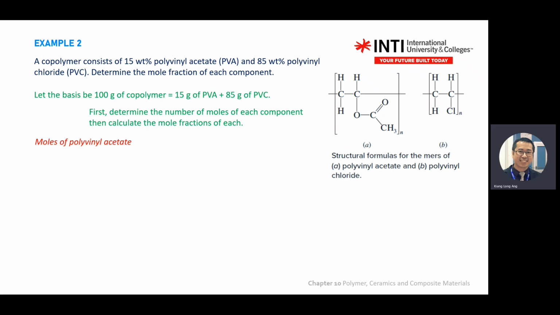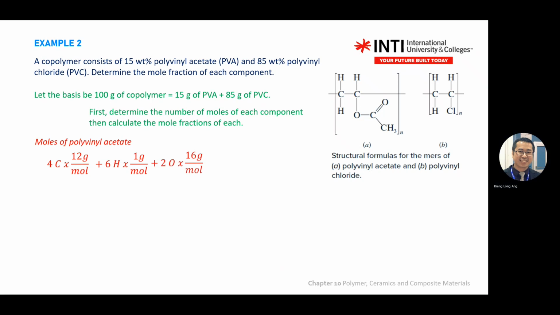So we start with the first one, polyvinyl acetate, PVA. You calculate how many carbon you have, how many hydrogen, how many oxygen. So here you have 4, you have 6, you have 2 oxygen, right? If you count, 3 carbon, 2 oxygen, 1, 2, 3, 6 hydrogen, and so on. So you calculate, you get 86 for PVA. And its unit is gram per mole.